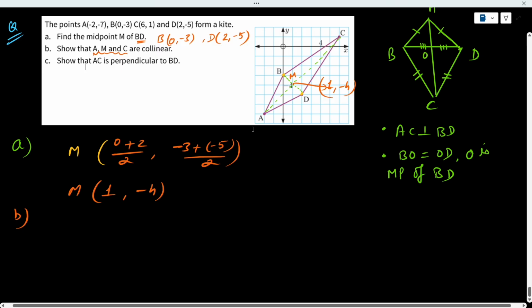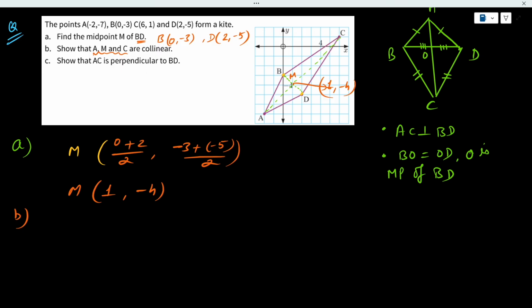So to check that A, M and C are collinear, you will find out the gradients, or slopes, of AM and MC. If they are both equal with a common point M, then you can say that A, M, C are collinear. So what is going to be here? Gradient, or slope, of AM. You can write down here gradient of AM.